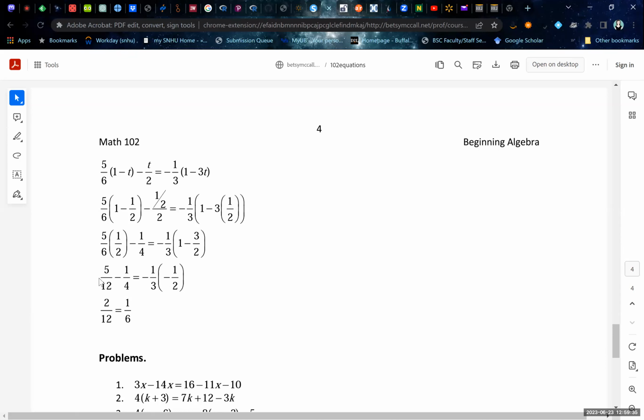And then I'm going to add these terms, so I have to find a common denominator. The common denominator is going to be 12. This will become 3/12. So 5 minus 3 will be 2/12, which reduces to 1/6. And on this side, the negative and the negative become positive, and 1 times 1 is 1, and 3 times 2 is 6. I get 1/6, and 2/12 is equal to 1/6.